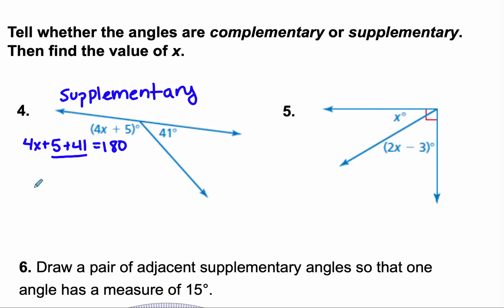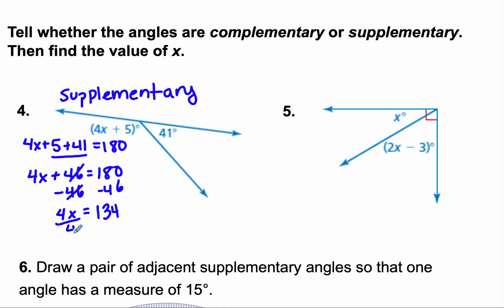We're going to combine the like terms that are on the same side of the equation. 5 plus 41 is 46. So I have 4x plus 46 equals 180. Then I'm getting rid of addition with subtraction. I'm doing an order of operations backwards. 46 minus 46 is 0, and then I'm doing 180 minus 46, and I get 134.